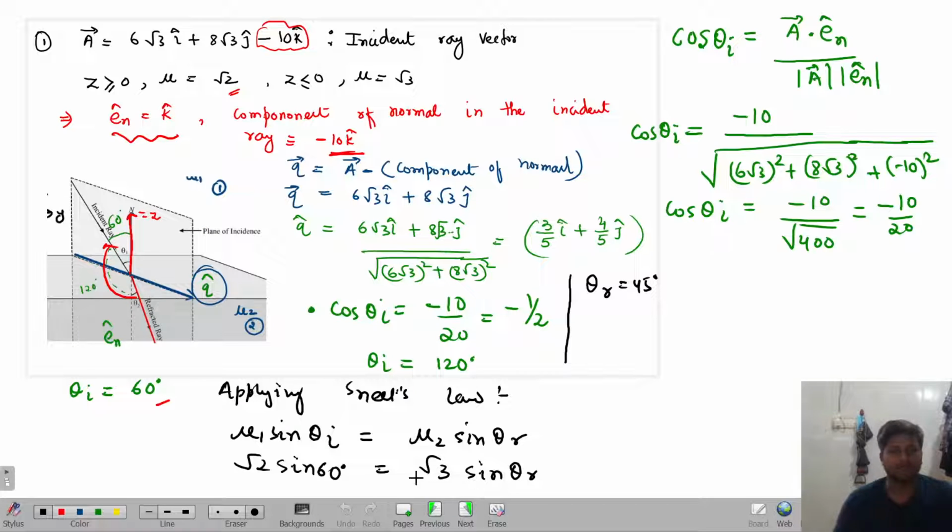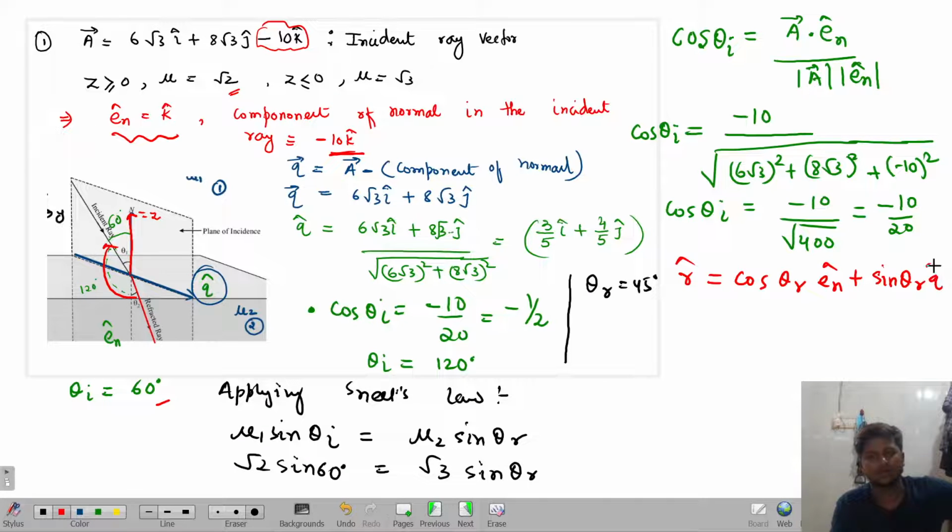Now look over here. After going through this, theta r is going to be how much? 45 degree. Now, as I am aware of the theta r, we calculated my refraction angle 45 degree. We can form the refracted vector, like equation of unit vector for refraction. What that will be? It will be cos of theta r n cap plus sine of theta r q cap. Now, what is cos of theta r? Cos of 45 degree. n cap is what? Minus of z axis. Here in downward direction, look over here.